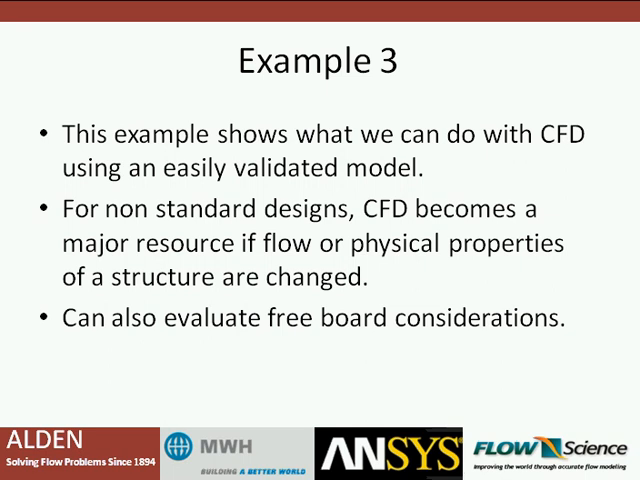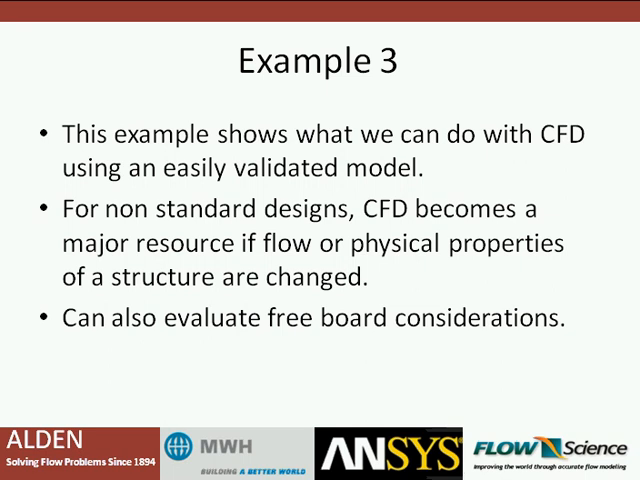So hopefully I've shown you with this third example some of the things that we can look at with CFD using a very easily validated model, a model that if you wanted to convince yourself, you could also go to the Design of Small Dams book and recreate one of the problems out of there and see how well CFD does for your particular example.